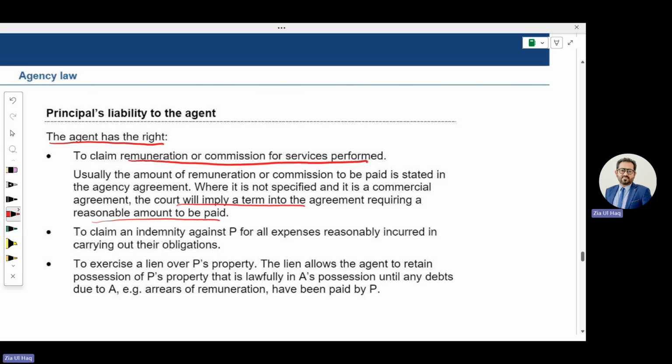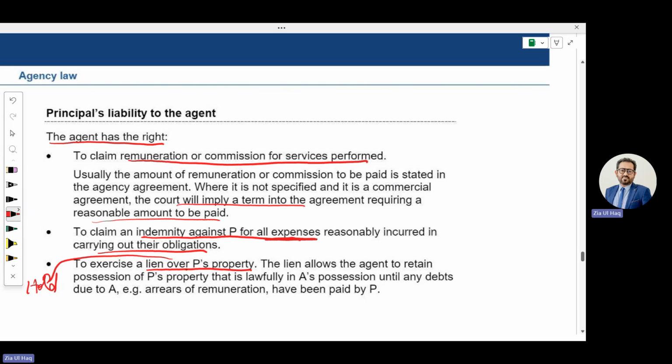If, while performing a transaction on behalf of the principal, the agent spends some money on expenditure, he can recover that expenditure from the principal. This is his right: to claim an indemnity against the principal for all expenses reasonably incurred in carrying out their obligations. To exercise a lien over the principal's property: if he paid some of the expenses on behalf of the principal and the principal is not paying those expenses to the agent, he can hold the property, hold the product of the principal. This is his right. He will release it when he gets his expenditure back.